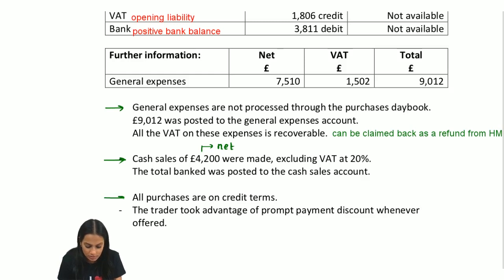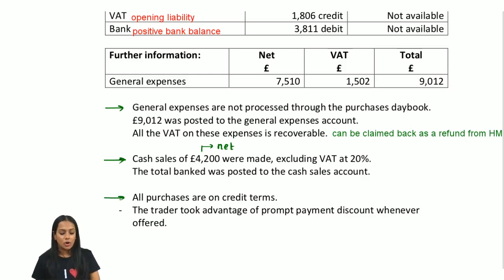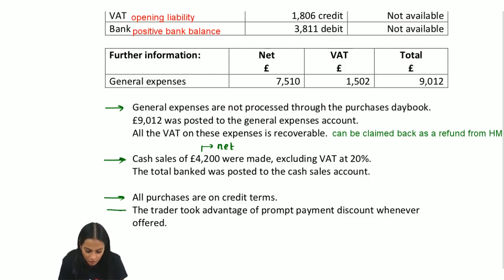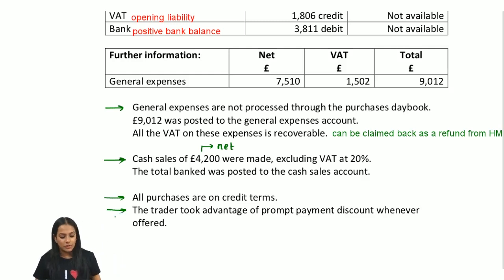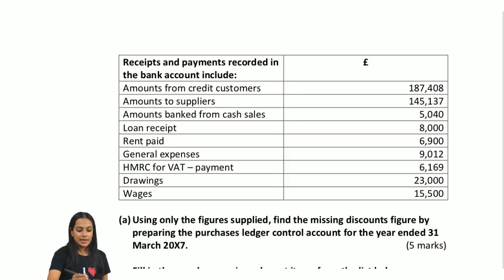The next bullet point, all purchases are made on credit terms, which means that you've bought the goods on credit, taken the goods home with you today, promising to pay the supplier at a later date. And then we've got: the trader took advantage of prompt payment discounts where they were offered. So we have always taken discounts if the supplier has offered them to us. Okay. So now that we've read through the question very carefully, let's move on to the next page.